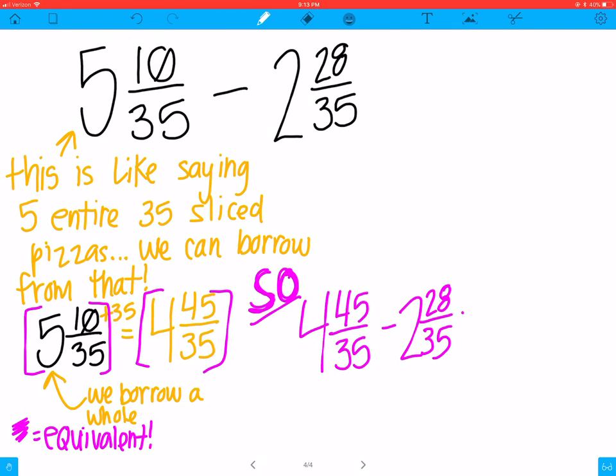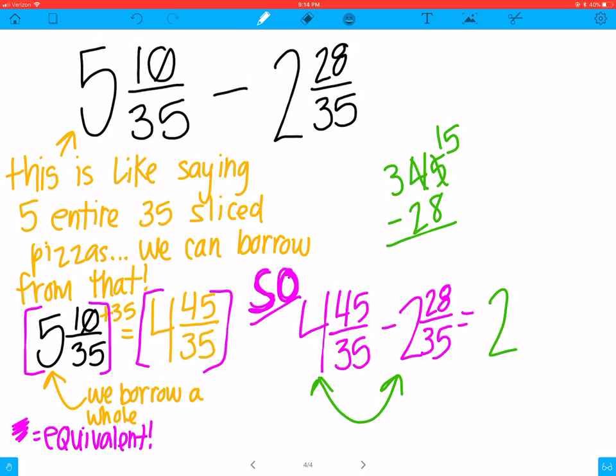I already know I can subtract my whole numbers. 4 minus 2 is 2, but I'm going to actually pull my 45 and my 28 up above to do some subtraction. So 45 minus 28, I gotta borrow, and it becomes 15 minus 8, which is 7, and 3 minus 2, which is 1. So it's 2 and 17/35.